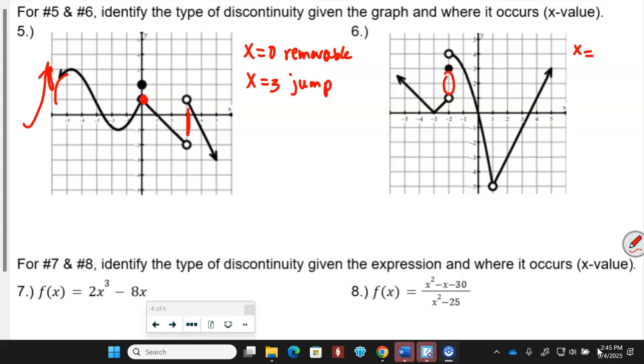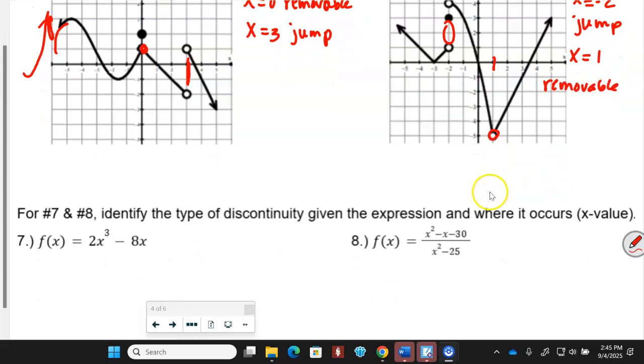All right, so the next one is x equals negative 2. Right here, what do we have? X equals negative 2. This is again a jump, right? And then over here, right there, x equals 1, we have a removable.